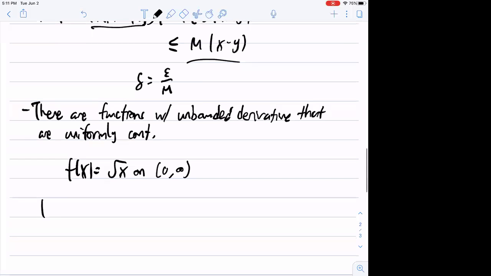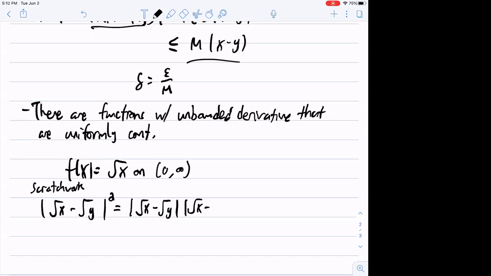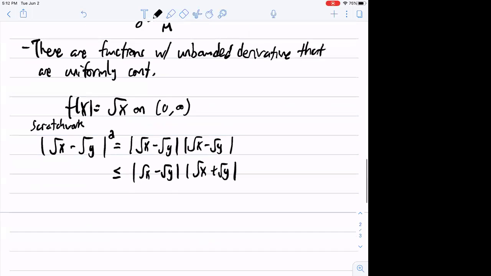I wanna, you know, do scratch work. I wanna bound this, right? But what is the square of this? The square of this is root x minus root y, times root x minus root y. Now this is bounded by, if I just change this to plus, since everything is positive, and now this is |x minus y|, right? So it's clear that if you let delta be epsilon squared, you're golden, right?